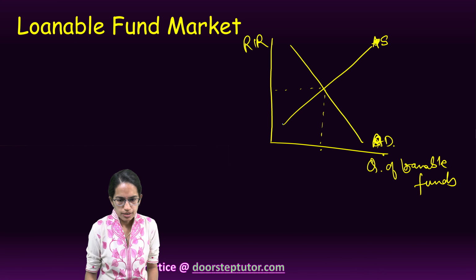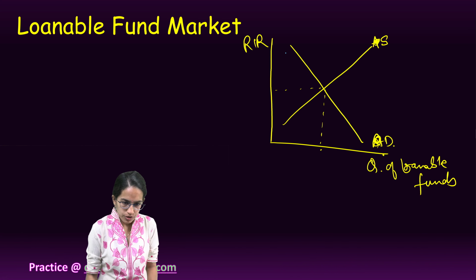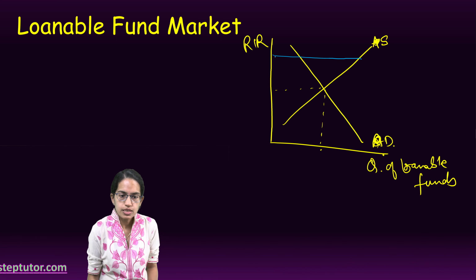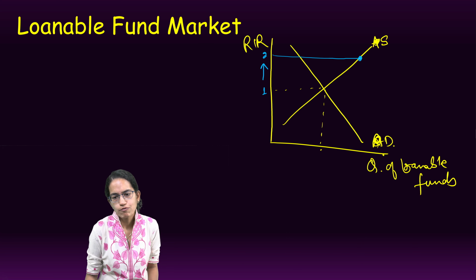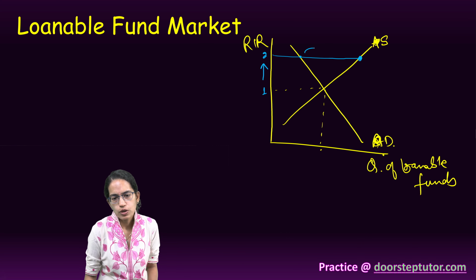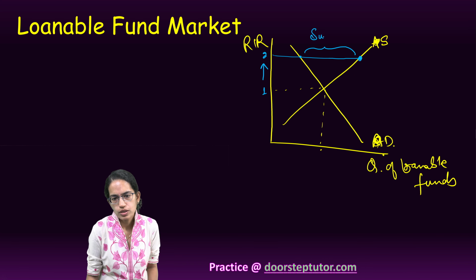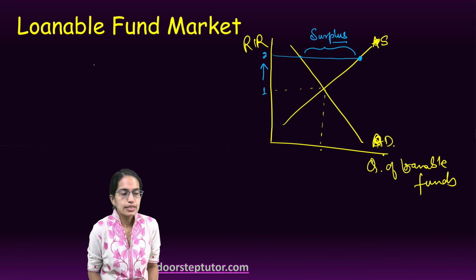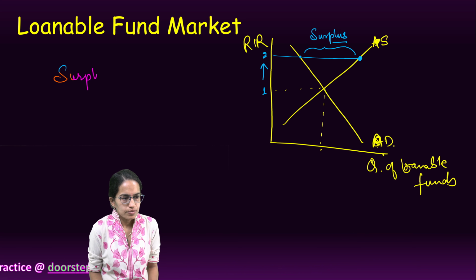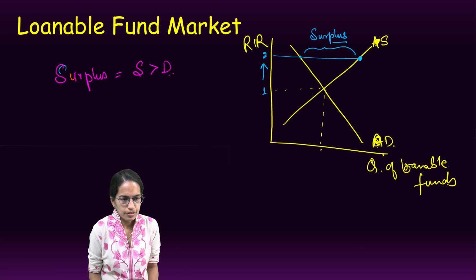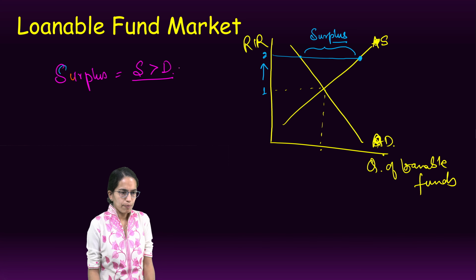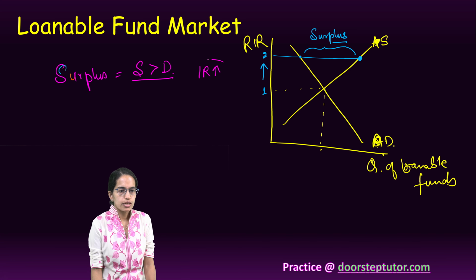I changed the color here. Now, what is the first situation? The first situation is a surplus situation. In this case, my interest rate increases from 1 to 2. But what is there? I have more supply and less demand. So we call this a situation of surplus. Surplus is a situation where I have supply greater than demand, and in that case, what would happen? My interest rate would increase.